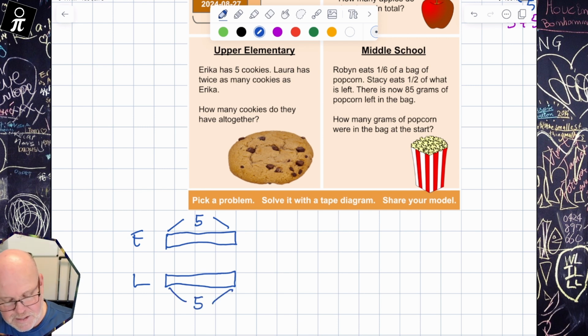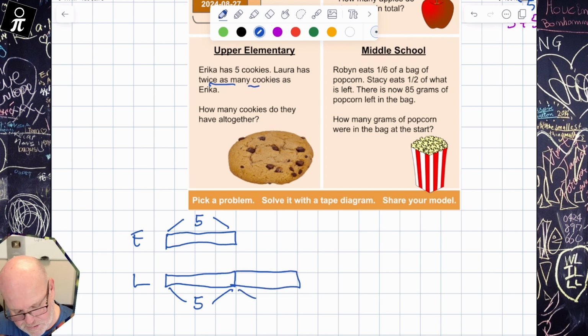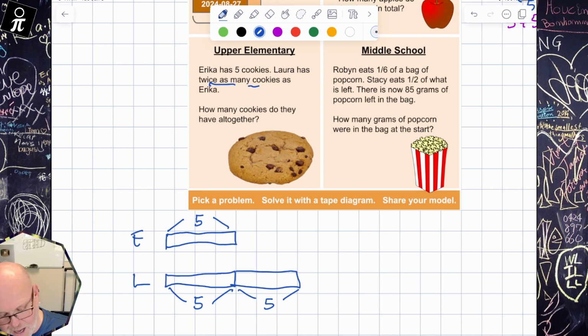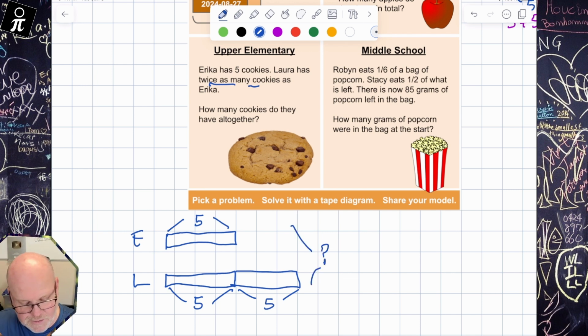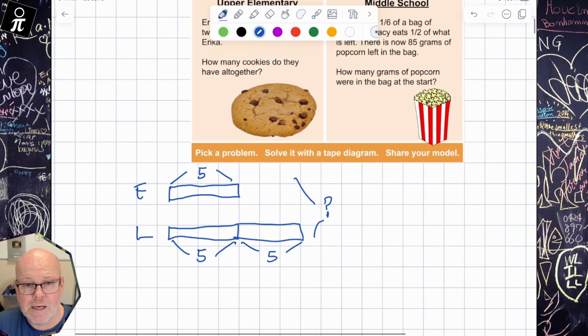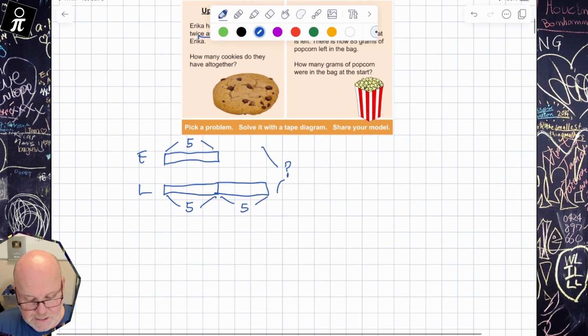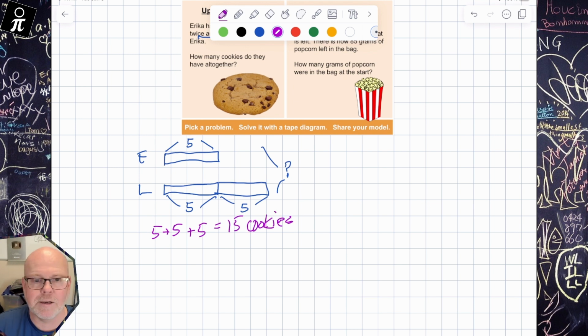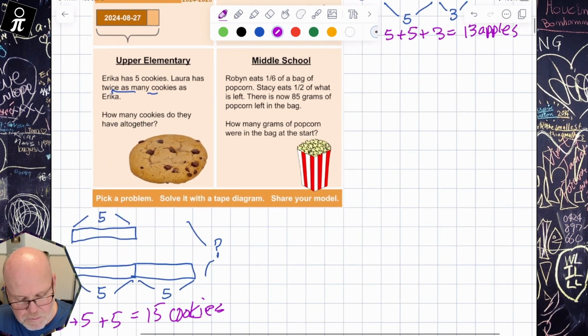And then it says Laura has twice as many cookies as Erica, which means we're going to have another tape right here with another 5. How many do they have all together? So the answer lives there. And our answer is 5 plus 5 plus 5, which is 15 cookies. All right. And now the middle school.